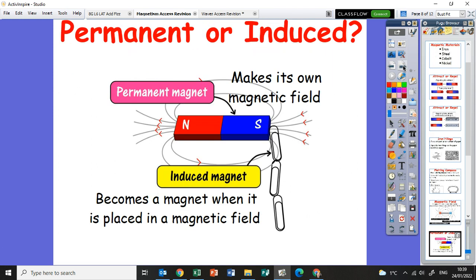Permanent or induced magnets. Magnets that make their own magnetic field are permanent magnets. Magnets that become a magnet when placed in a magnetic field are called induced magnets. You may have done this experiment when you attach paper clips to a magnet and then you remove the paper clips from the magnet, and the paper clips remain stuck together because they themselves are induced magnets.